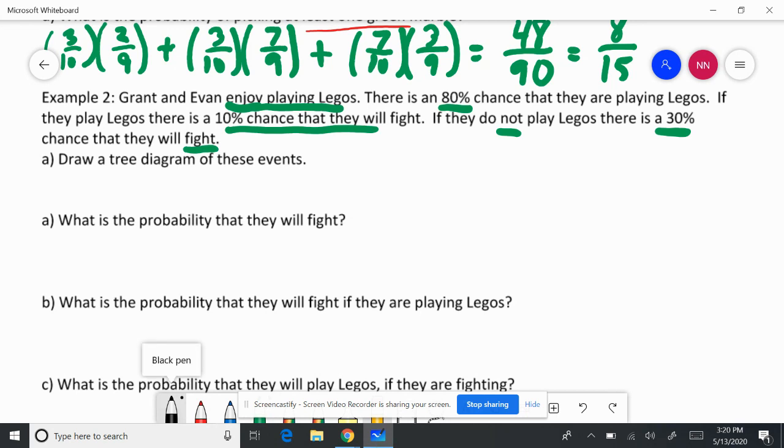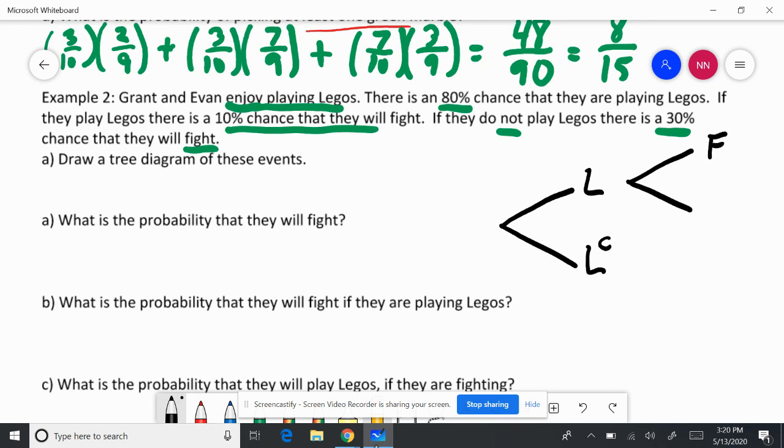So with our tree diagram, what we have are two different things. We have event one, and event one is either Legos or they're not doing Legos. And event two is what happens when they're playing Legos. Either they're fighting or they're not fighting. Now, if they're not playing Legos, there's two possibilities. Either they're fighting or they're not fighting. So this right here is going to be our tree diagram.